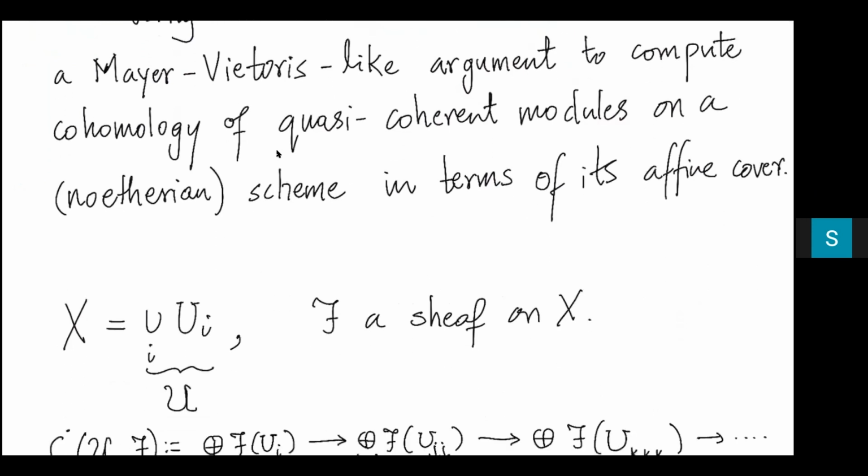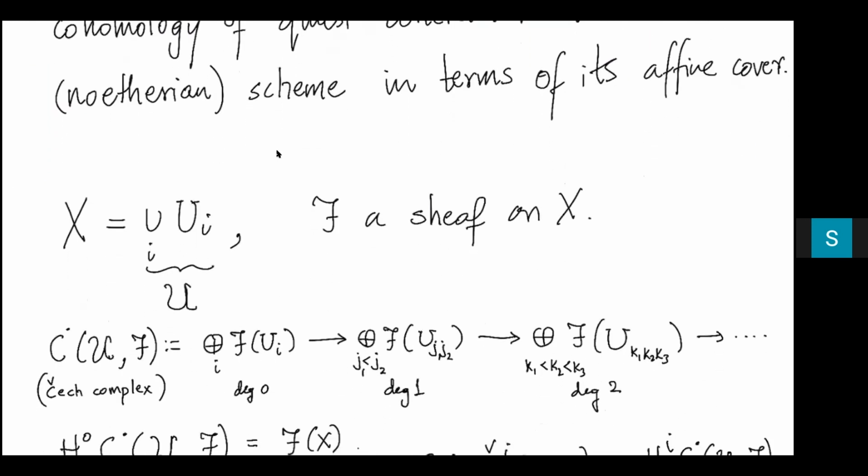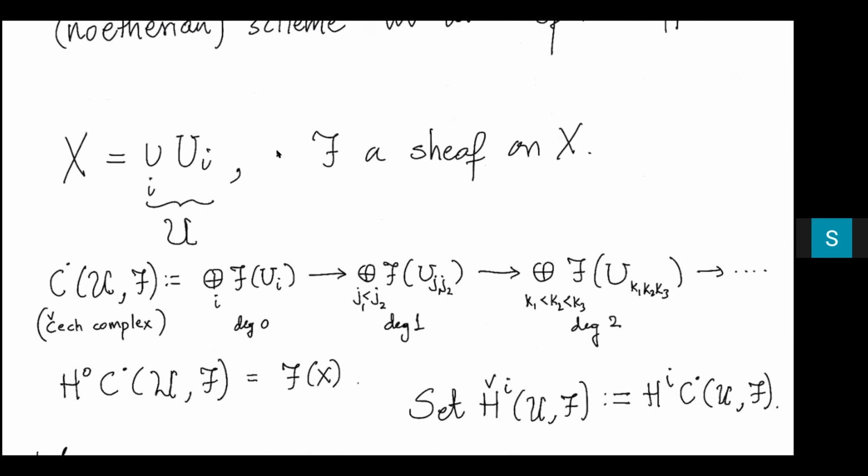So let's start with X, any scheme, preferably Noetherian, because most of the results will be using that. And take any open cover. It doesn't have to be finite. We'll call it U. For simplicity, if you want, you can assume it's finite. Let F be a sheaf on X. Then the Čech complex associated to this cover, which we'll call C dot U of F, is exactly like the gluing condition, but generalized to higher intersections.